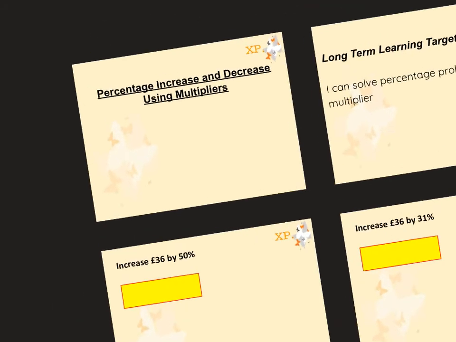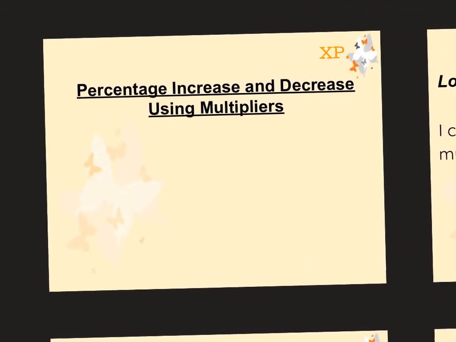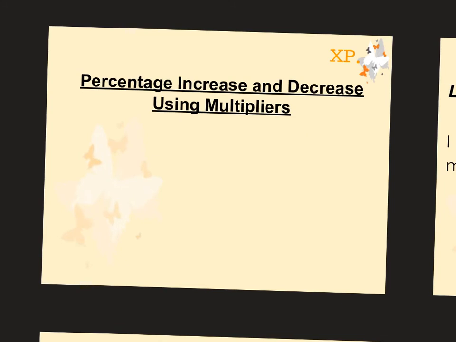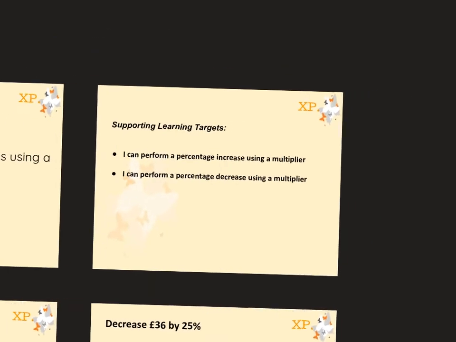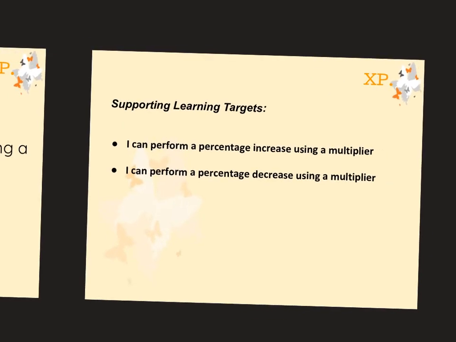So last week you looked at working out percentages using a multiplier, and then you looked at what the multiplier would be if you were going to perform a percentage increase or decrease. So now we're going to look at performing a percentage increase using a multiplier and a percentage decrease using a multiplier.